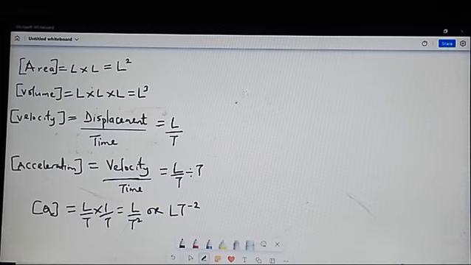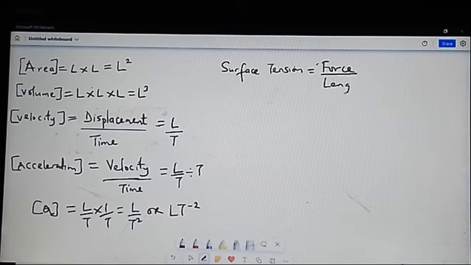Then let's look at surface tension. What is the dimension for surface tension? First and foremost, get this formula for surface tension. The formula for surface tension is expressed as force over length. What is the dimension for force? First and foremost, force is mass times acceleration. The dimension for mass is m, that of acceleration is L T minus 2.